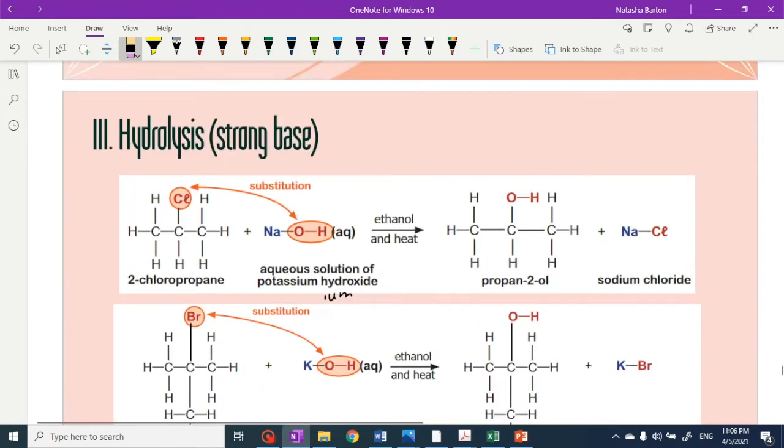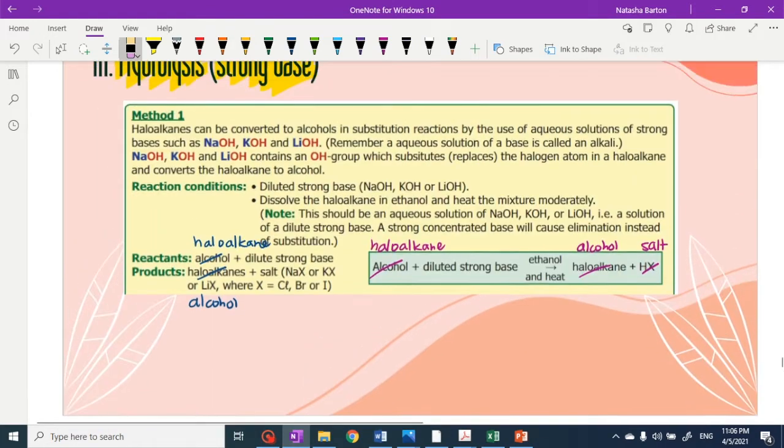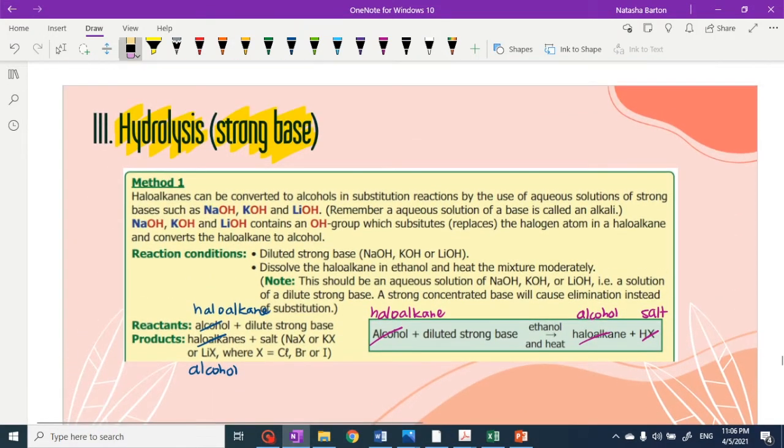All right, so on to hydrolysis involving a strong base. What is going to happen here is we're going to start off with a haloalkane, and we want to convert it into an alcohol. We're going to do so by reacting our haloalkane with a dilute, so aqueous, solution of strong bases like sodium hydroxide, potassium hydroxide, and lithium hydroxide.